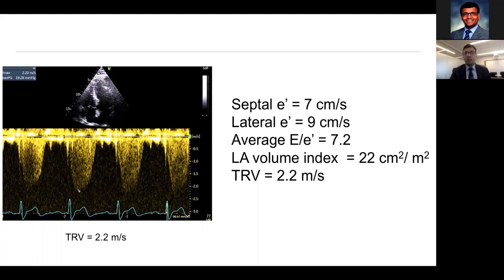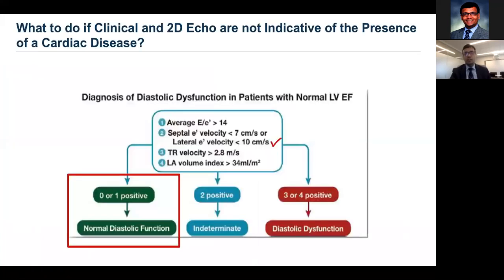So you can see here, in this particular situation, you have only one abnormality, and that is the lateral E prime velocity is reduced. So this is a patient whom you will call as normal diastolic function.